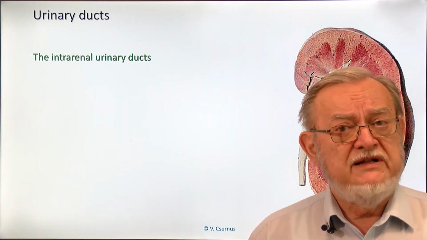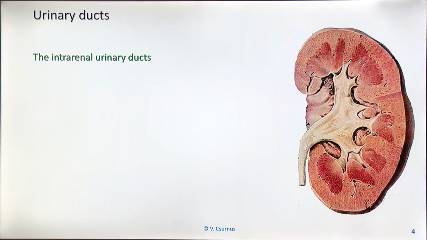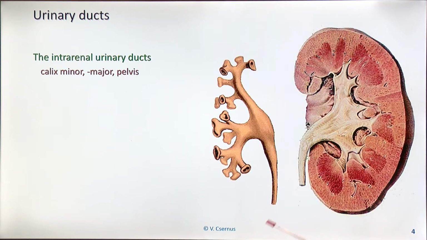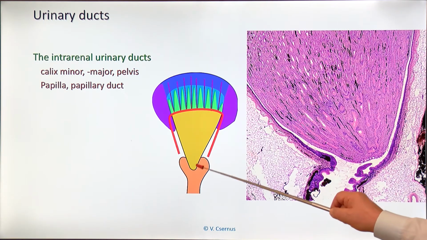Let's go further on and see the histological structure of the urinary duct system. As you know, the urinary duct system starts in the renal sinus, in the form of the lesser and greater calyxes and the pelvis. Everything starts with the lesser calyx, into which the tip of the medulla, the papilla, grows.